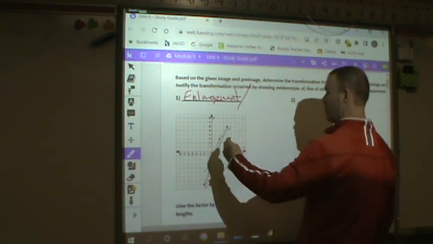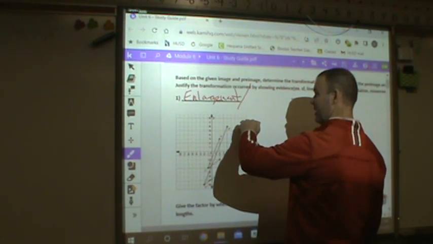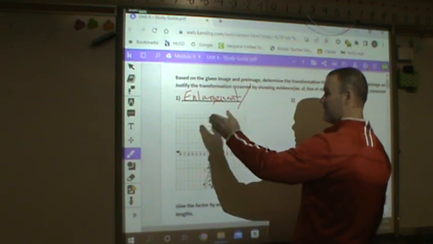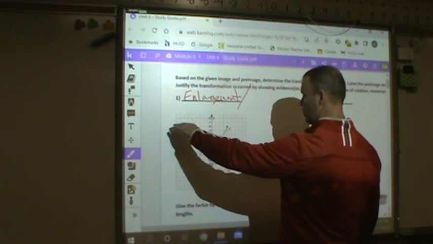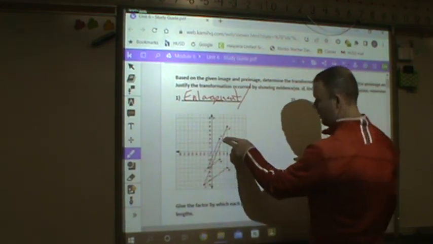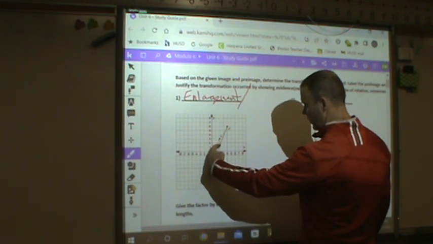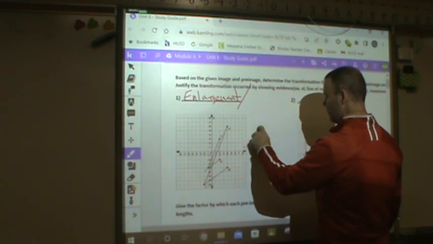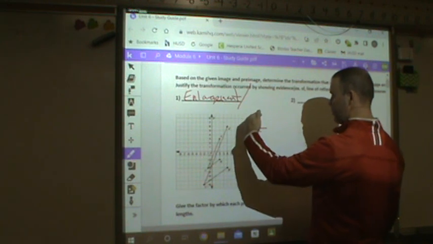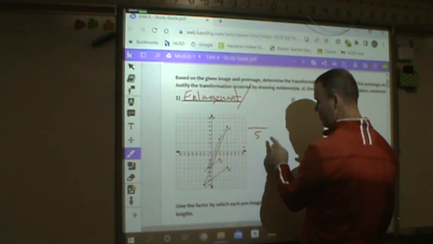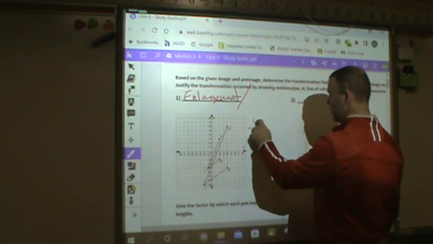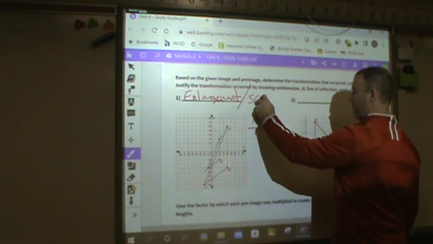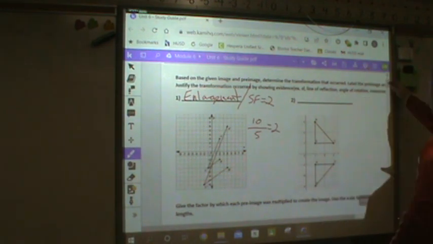Scale factor is figured out by assessing the length of one line versus another, comparing same to same. So horizontal or vertical, I'm going to compare. I'm going to compare AB, which is 1, 2, 3, 4, 5. That's going to be 5. And remember, scale factor is image over pre-image. So the pre-image goes in the bottom, 5, and the image is 10, so 10 over 5 is equal to 2. So my scale factor is equal to 2. That's it. Done with 1.